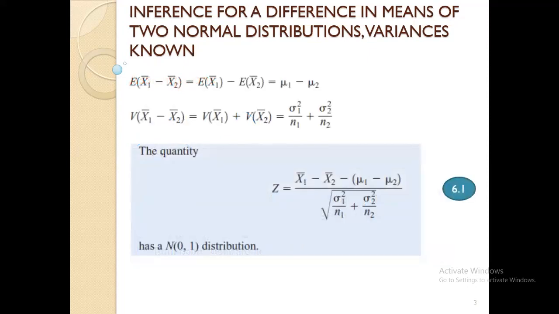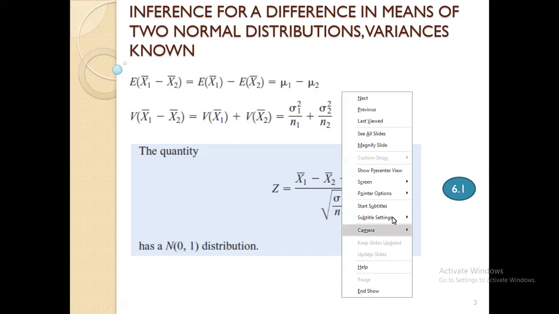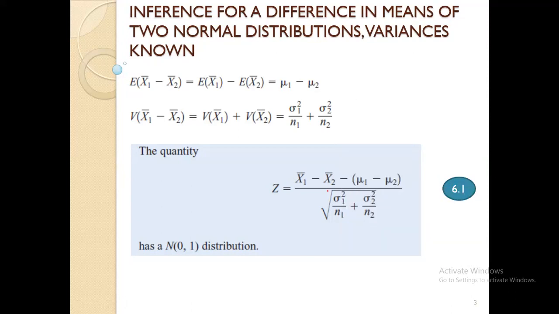But for this case, we talk about the test or confidence interval for two populations with known variance. If you know the variance, you use the Z distribution. That's right. If you know the population variance, you use the Z distribution. And this is the Z distribution. From the one sample, we use Z equal to x bar minus mu divided by sigma over square root n. It looks similar.